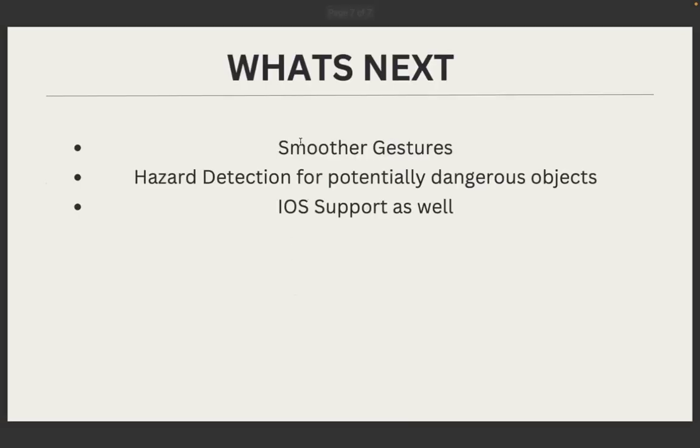Obviously, we plan on implementing more features. Some of the features are smoother gestures, especially in the chat interface. I felt like the triple tap gesture is a little bit janky and can be improved. We also plan on bringing hazard detection for identifying potentially dangerous objects and notifying the user about it through an alarm or something, I guess. We also plan on bringing iOS support since this application is only Android right now.